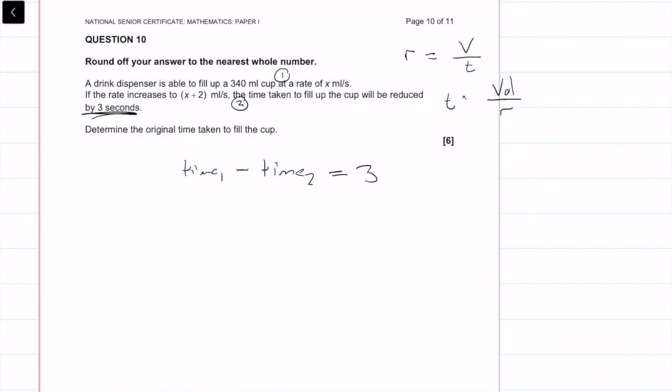Okay, so we can say that time 1 is going to be volume 1, which is 340, over rate 1, which is x. Okay, time 2 is going to be volume 2, which is still 340. It's still filling up the same cup, right? So it's going to be 340 over, but now the rate has been x plus 2, and that leads to a difference of 3 seconds.